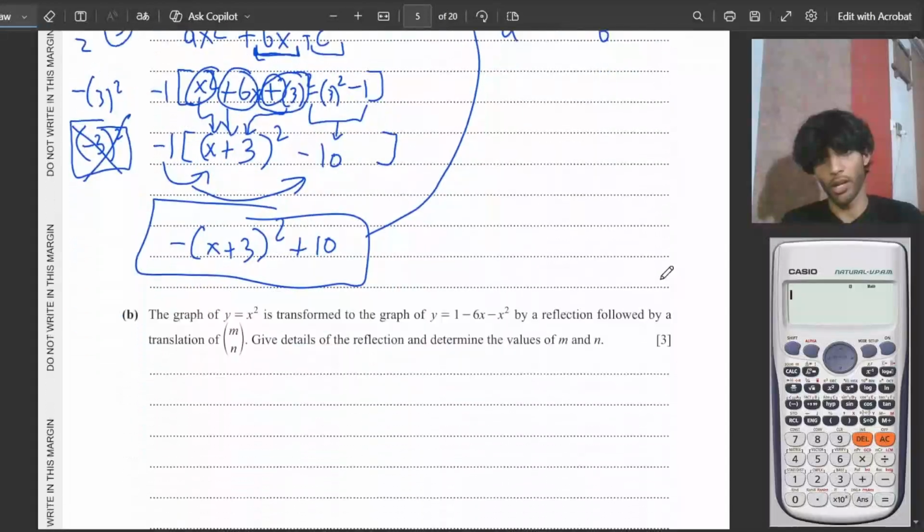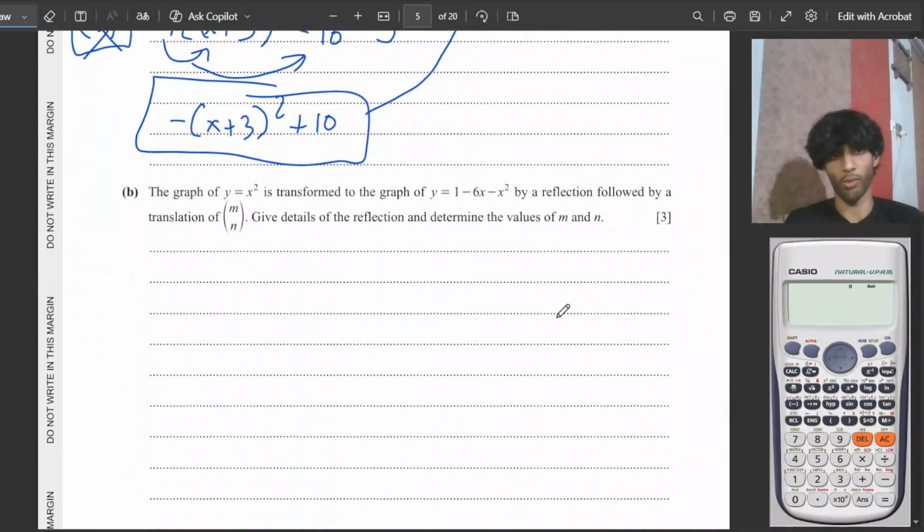Okay, next part says the graph of y equals x squared is transformed to the graph of y equals 1 minus 6x minus x squared by a reflection, followed by a translation of m and n. Now m would be some translation in the x-axis, n would be some translation in the y-axis. We have to give details about the reflection and find out the values of m and n.